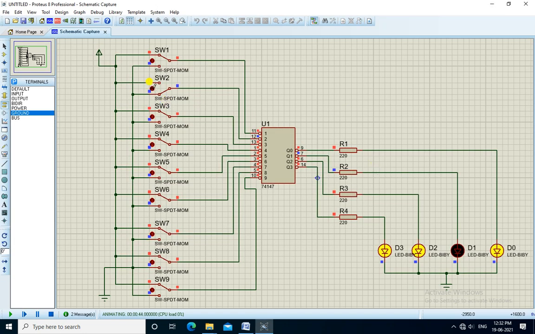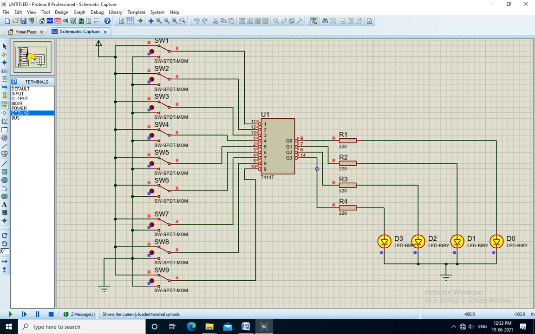Similarly, we apply 3, so we get 1100, so it is a 3, then 4, 1011, then 5, 1010, 6, 1001, 7, 1000, and 8, 0111, and 9, output is 0110.